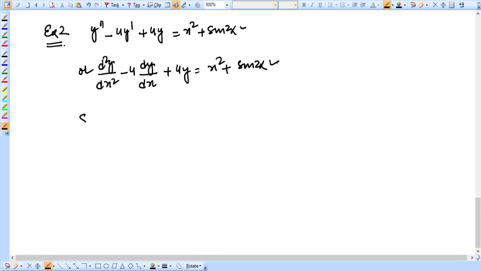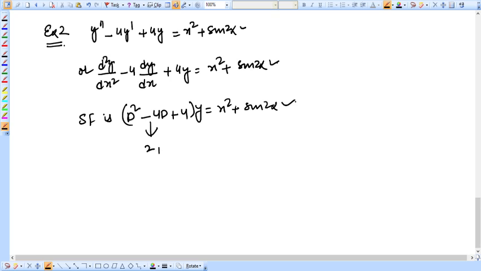So firstly, symbolic form is d square minus d plus 4 of y equal to x square plus sine 2x. I think you will be able to find its complementary function easily. So roots of the auxiliary equation are 2 and 2, repeated roots. Therefore yc would be equal to c1 e raised to power 2x plus c2 x e raised to power 2x. So this is the complementary solution.